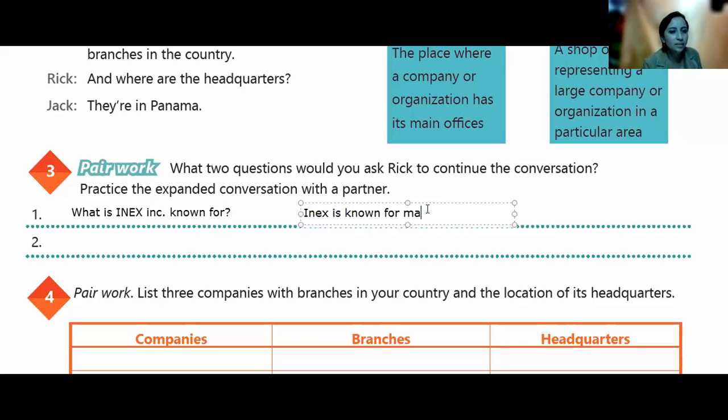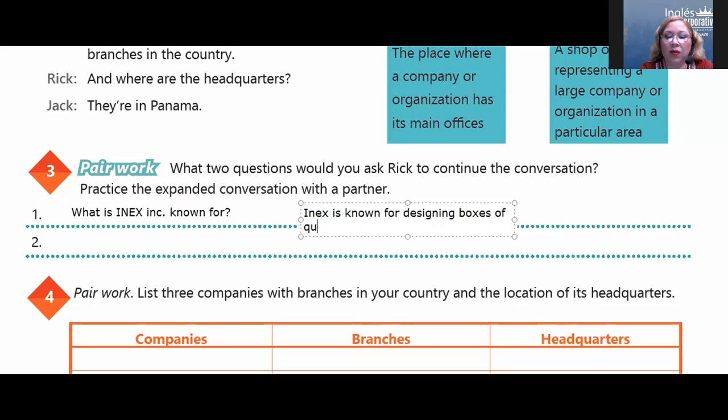The question is, what is Inex Inc. known for? Inex Inc. is known for designing boxes of quality. Or for designing, uh-huh. Okay, we could say quality boxes, right? Instead of boxes of quality, but it is okay. Very good.